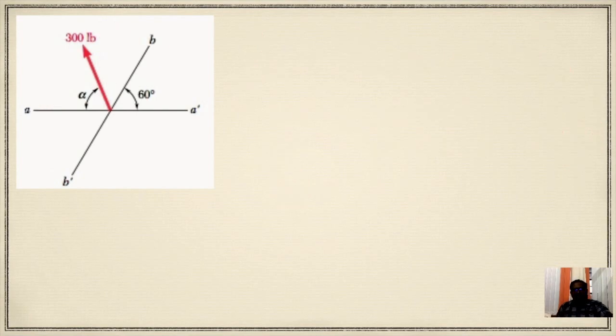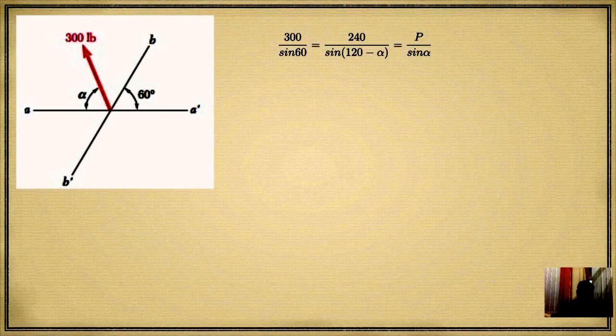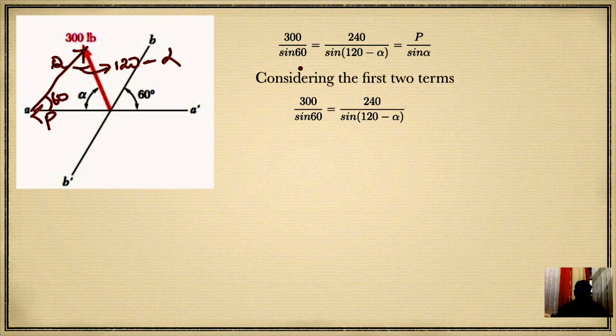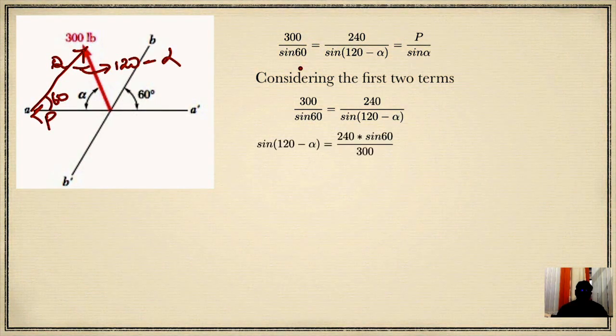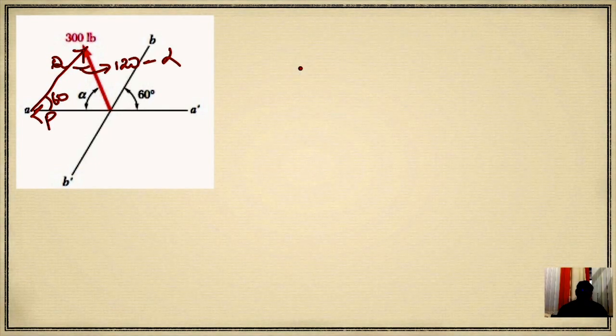Okay. So the next slide will be much more detailed. So we are going to have, again, let me just redraw it. P, Q, 60, 120 minus alpha, right? So when we consider just the first two terms, the only unknown value is alpha. Substitute it, and you are going to get the alpha value as 75.15.